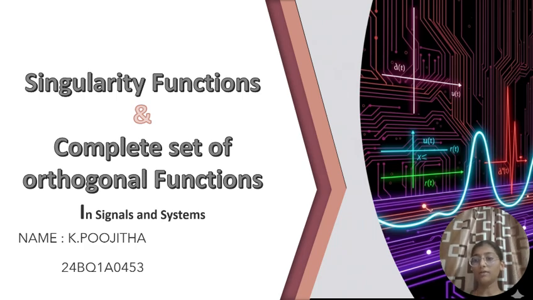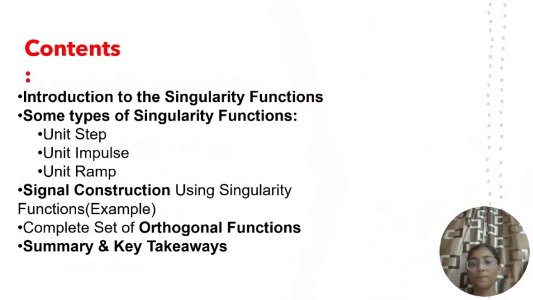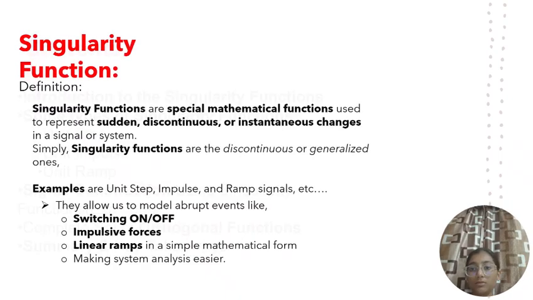In this session, I will explain two main and important topics in signals and systems: singularity functions and closed or complete set of orthogonal functions. I will explain what singularity functions are, the different types such as unit step, unit impulse, and unit ramp signals, how we can construct signals using them, and finally, a brief look at complete set of orthogonal functions and their importance.